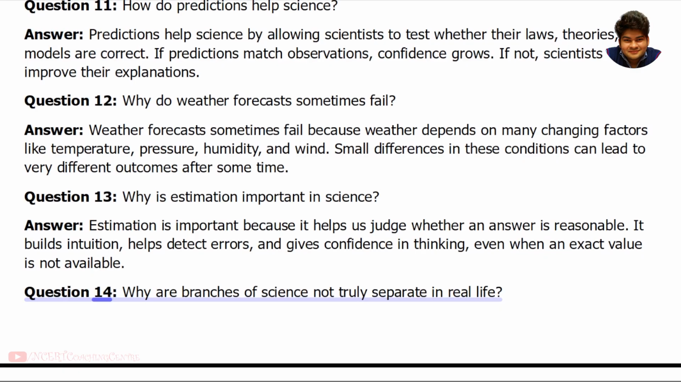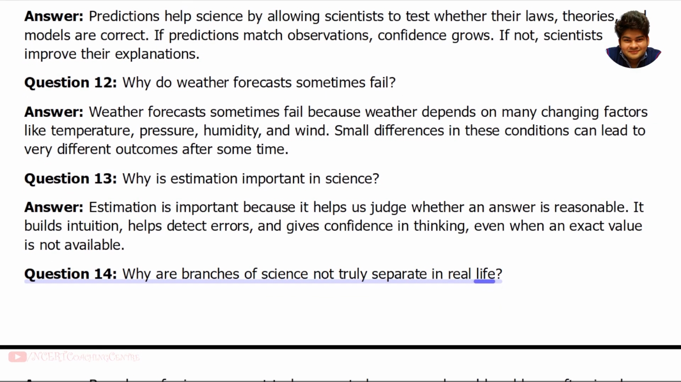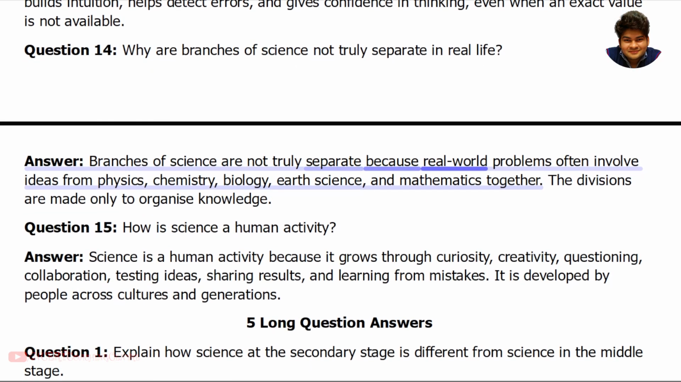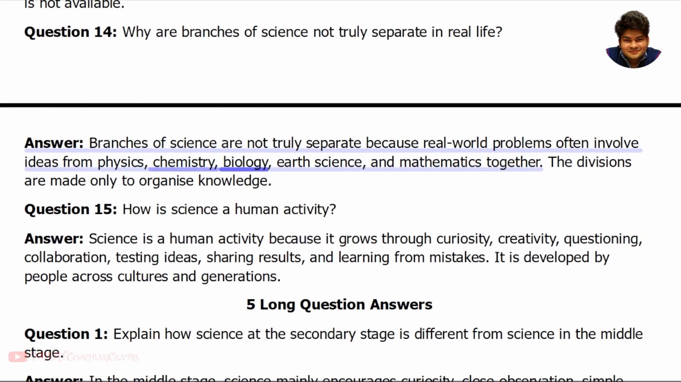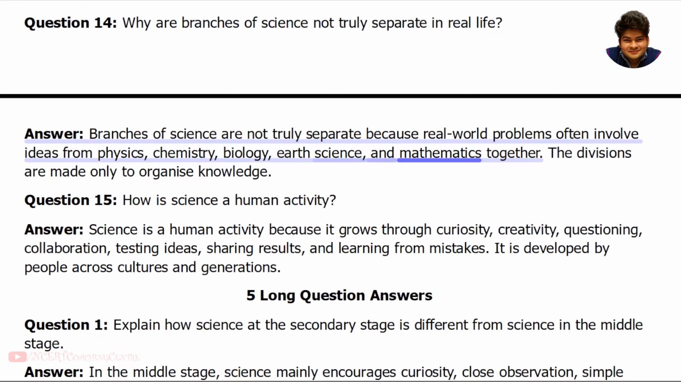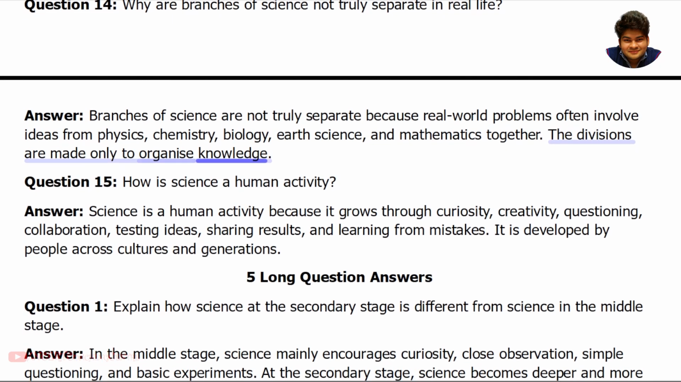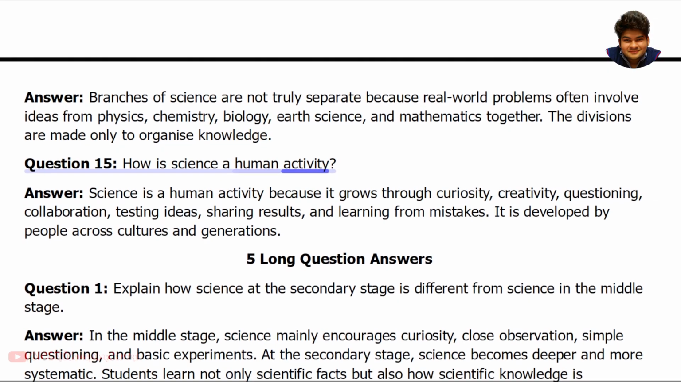Question 14. Why are branches of science not truly separate in real life? Answer: branches of science are not truly separate because real-world problems often involve ideas from physics, chemistry, biology, earth science, and mathematics together. The divisions are made only to organize knowledge. Question 15. How is science a human activity?